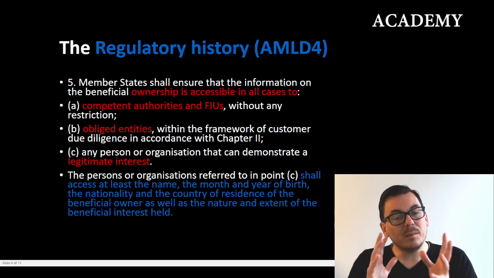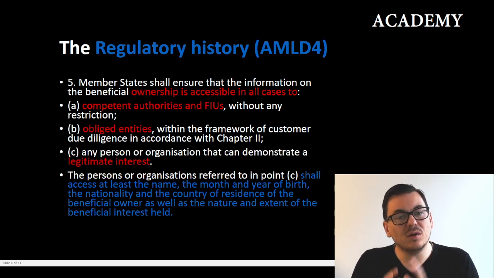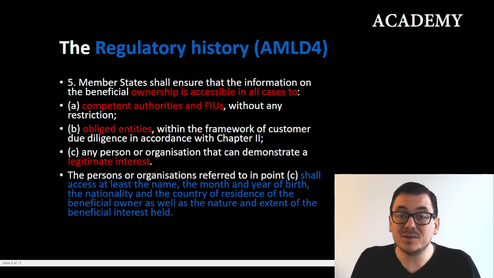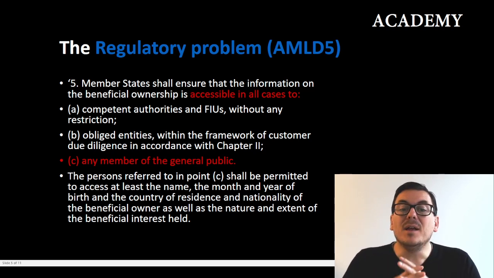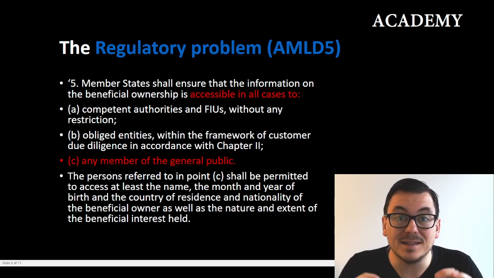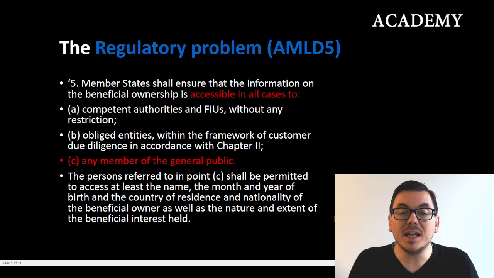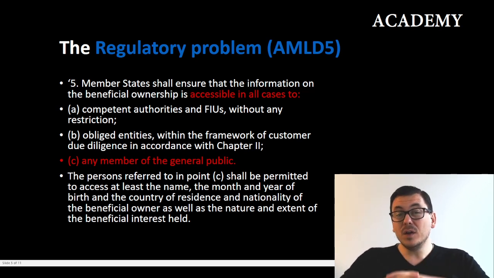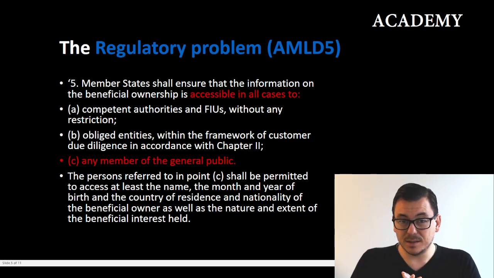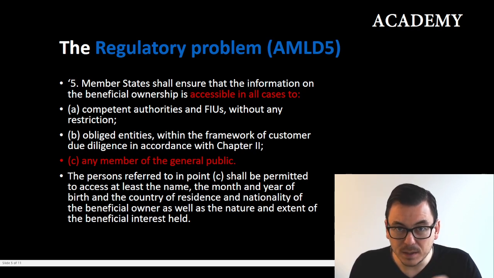So there were some member states having problems with the interpretation of legitimate interest, and therefore there was a change to the next directive, AMLD5. And here, the change in the regulation was that it became accessible in all cases, and now look at point C, to any member of the general public. So here we have some sensitive personal data that now has become accessible for the general public. And this is what the case is about.